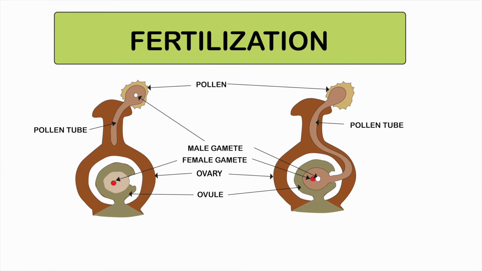Fertilization is the process of fusion of male and female gametes in order to form the zygote. Once the pollen grain reaches the stigma, it starts growing. It begins to form a pollen tube which enters through the stigma, through the style into the ovary. It then penetrates the ovule, and in the ovule, the pollen tube releases the male gametes which fuse with the female gamete to form the zygote.